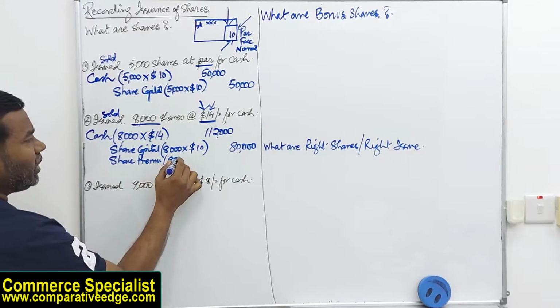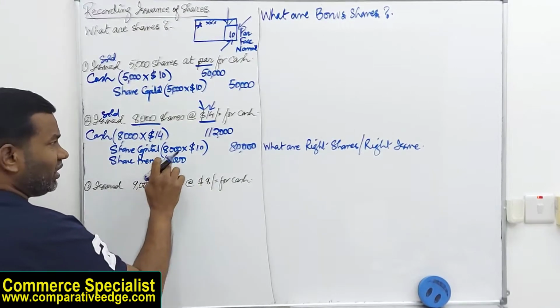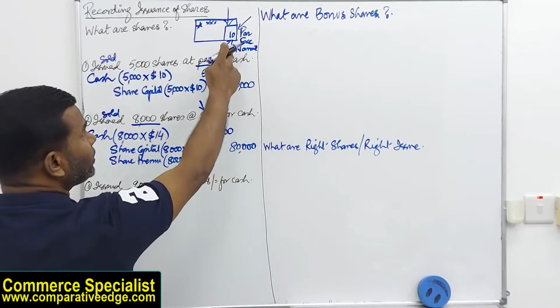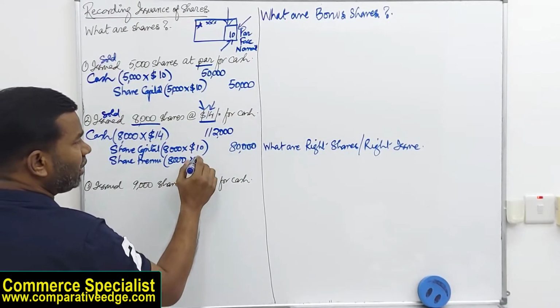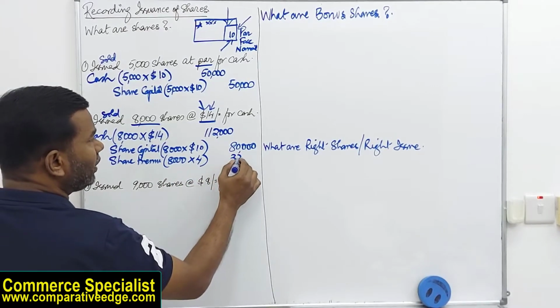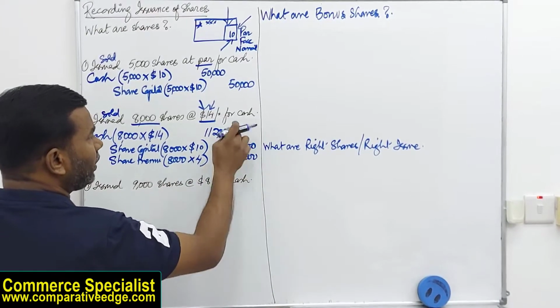So number of shares, share premium is always credited with the number of shares multiplied by the amount above par. Par was 10, you sold it for 14. So the amount charged for premium over and above par value is 4. This will give you 32,000. And when you add, you'll get 112.